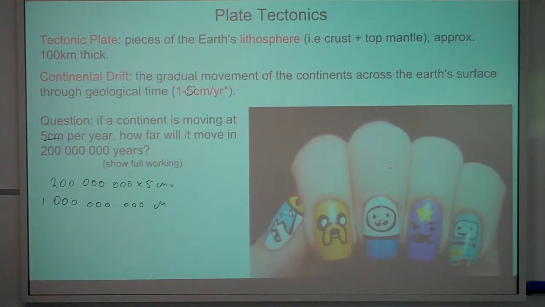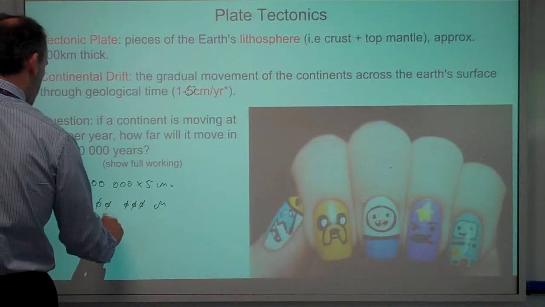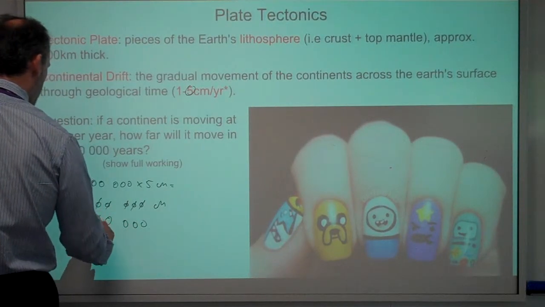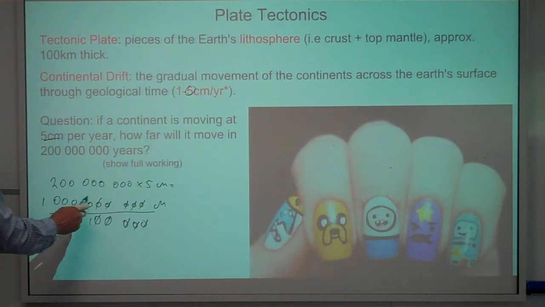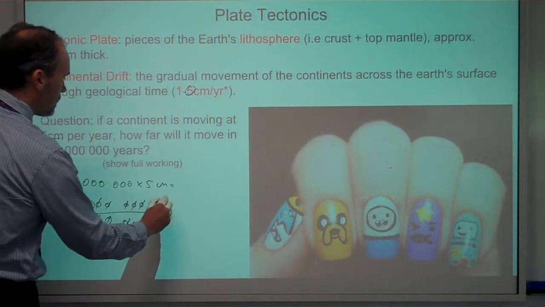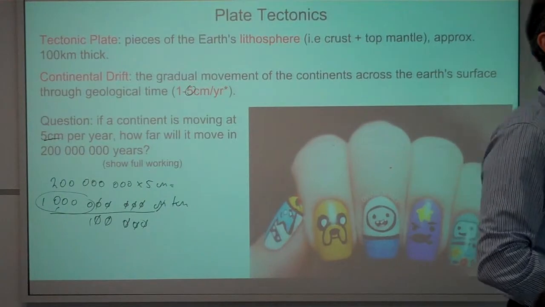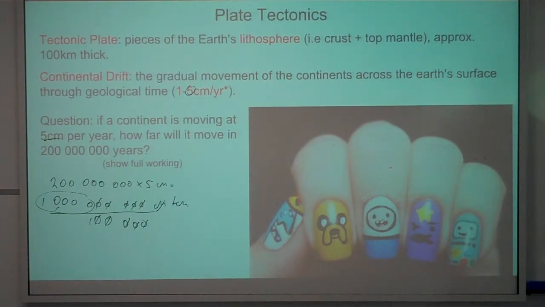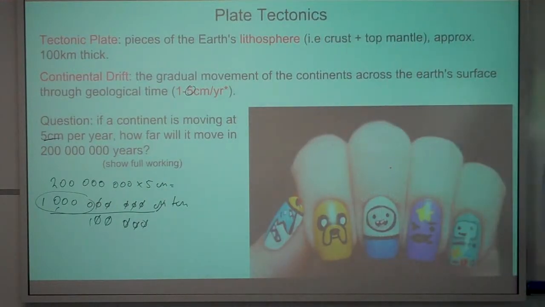There's 100 centimetres in a metre. There's 1,000 metres in a kilometre. So it's 100,000. I'm dividing that. So the answer I get should be 10,000 kilometres. So at that speed, in that amount of time, it could move as much as 10,000 kilometres, which is pretty extraordinary. Hopefully you got that right.